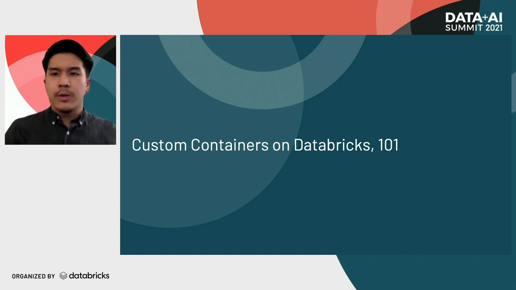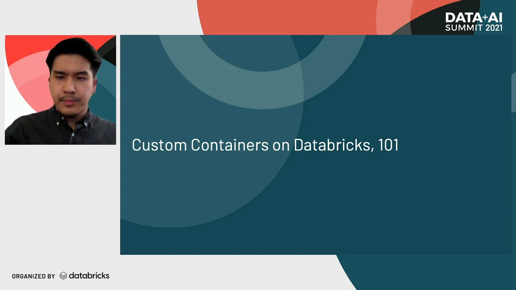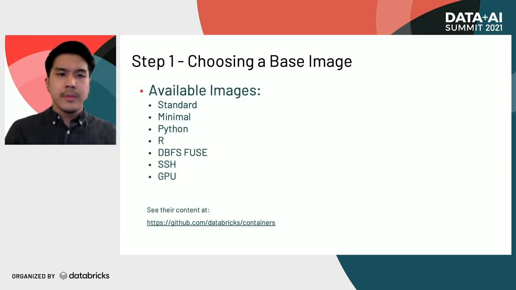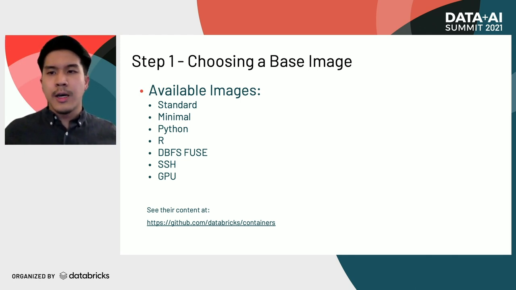So next, before we go into the implementation detail, I'll give you some introduction about how containers work on Databricks. To use a container on Databricks, it consists of four main steps. The first step is to choose a base image. For the majority of cases, the user will be using the standard base image, which is the image that you get when you create the default Databricks cluster for a notebook job. But if you have more specific requirements, there's also a wide variety of images that you can choose from. For example, the minimal image is just the requirements that are needed to start a cluster, but you won't be able to run a notebook on it. So this might be suitable for something like a jar task.